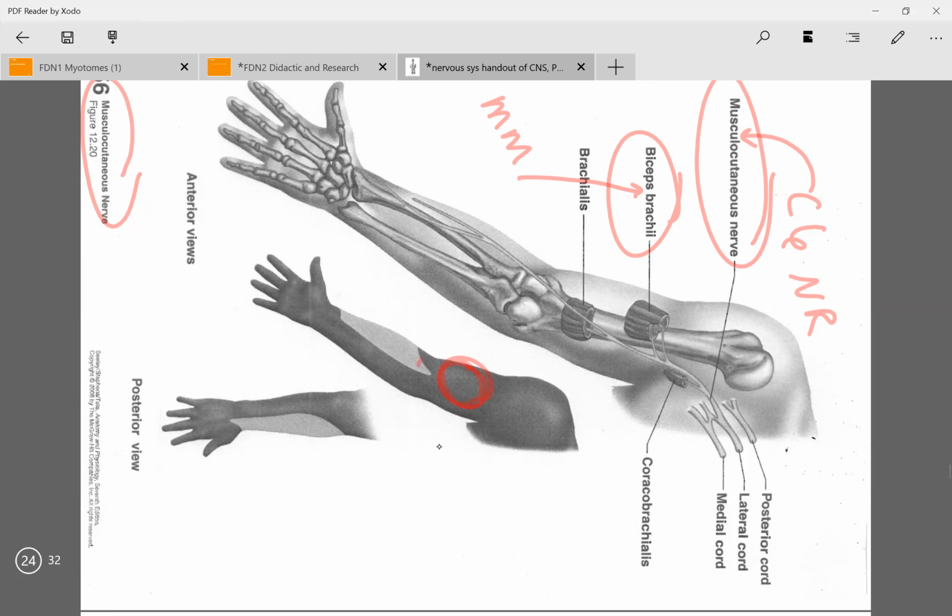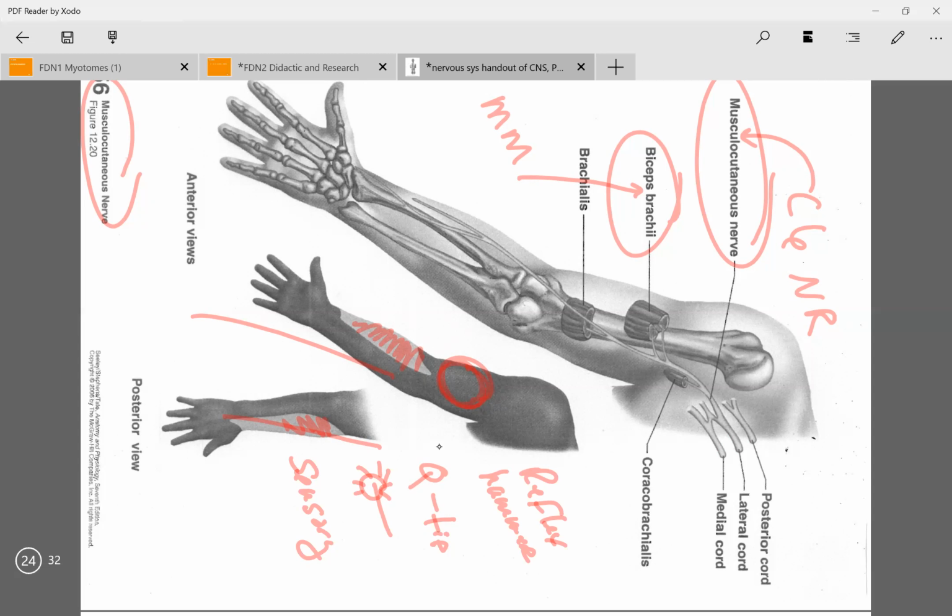Okay, this is the sensory area. That's where you would run your Q-tip and pinwheel. Does this feel the same as this? You do it on both sides. That is sensory. And bicep also happens to have a reflex hammer. You strike the bicep tendon and you're looking for the bicep elbow jerk reaction. They would flex at the elbow.